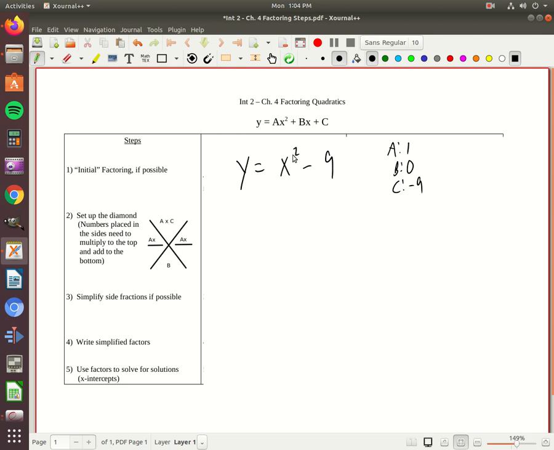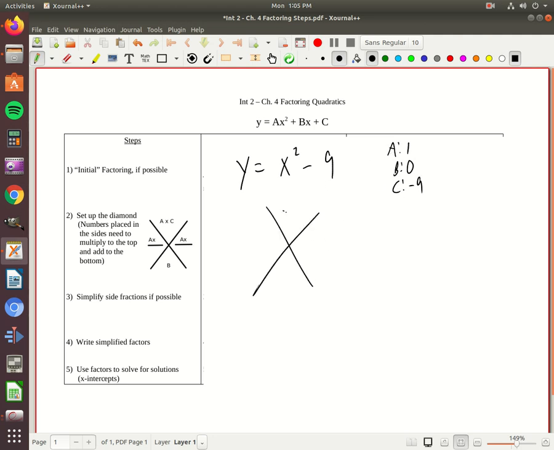And there are some patterns and some tricks to recognize something like this. But I think that sometimes patterns are best recognized if people show you patterns and you don't see them, it can be frustrating. So I'm just going to show you the normal way to do this and see what comes out. So first of all, is there any number I can take out of 1, 0, and negative 9? There's of course not. So I will set up my diamond.